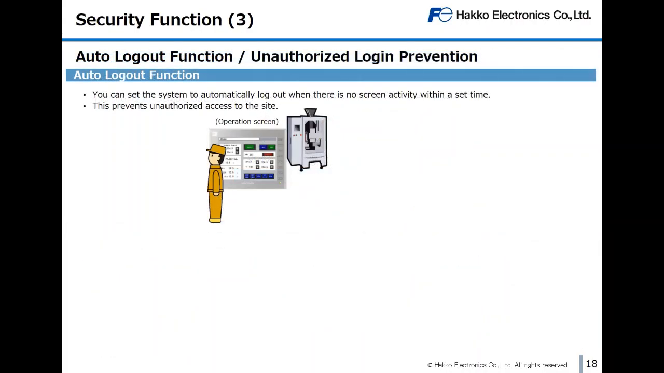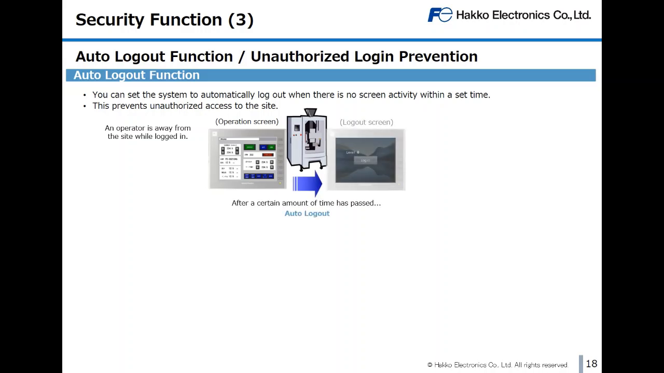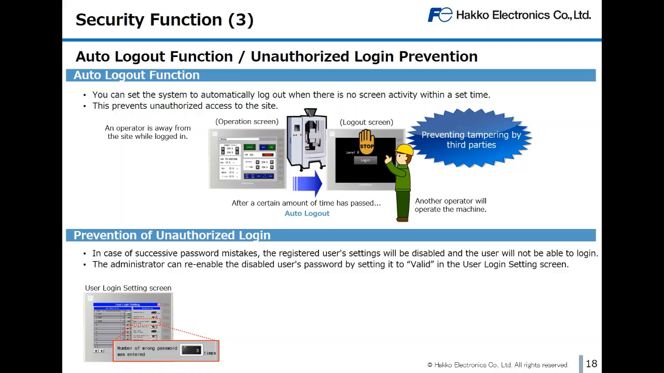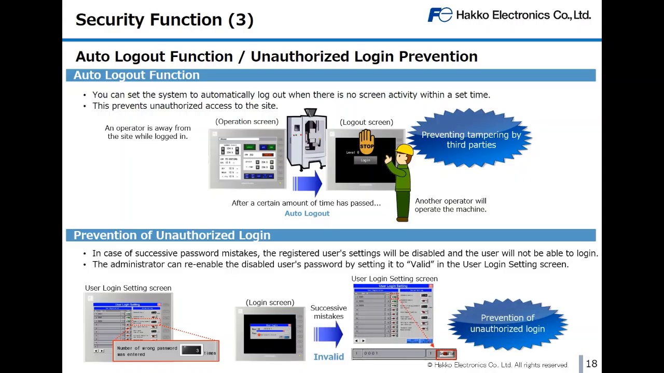Next function of the component parts is auto logout. Even if an operator who has higher security level leaves the machine without logging out, the screen is logged out and switched to the specified screen automatically after the set time passes. There is an option which is useful for the prevention of unauthorized login. It is possible to set the number of password mistakes. If someone enters the wrong password more than the set number, the user becomes disabled. Only the administrator can re-enable the disabled user.